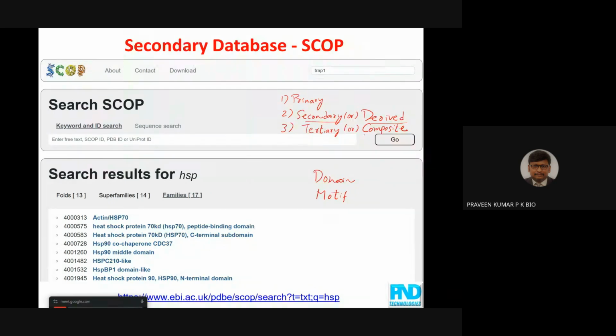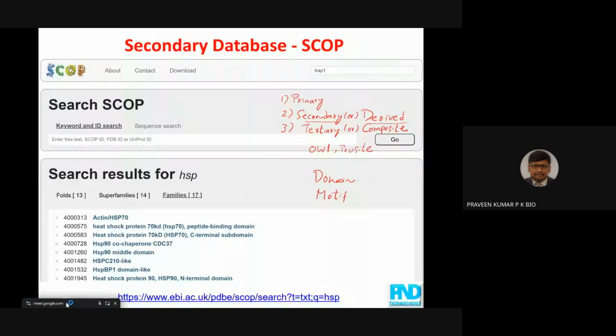The third we discuss is the tertiary or composite. The tertiary or composite is something like a hybrid between the primary and secondary. The examples are OWL and PROSITE. These are some of the databases that come under tertiary composite. Now let me go ahead with the secondary database.